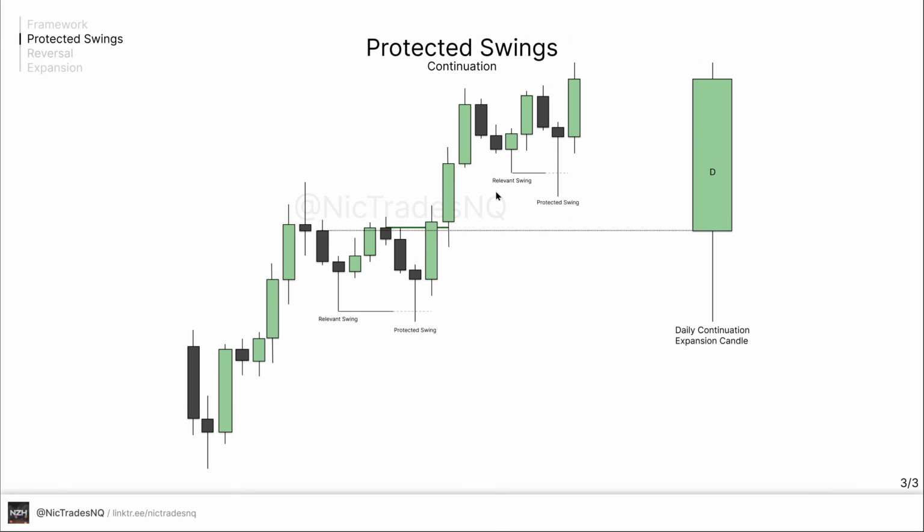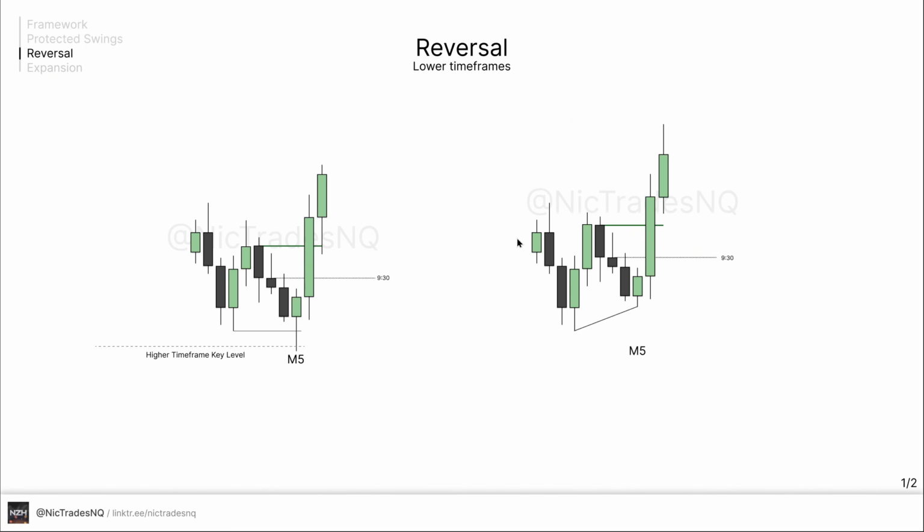So how do we identify the reversal on the lower time frames? This is one of my go-to setups and one of my go-to signatures on the lower time frames, being that we have some sort of higher time frame key level.